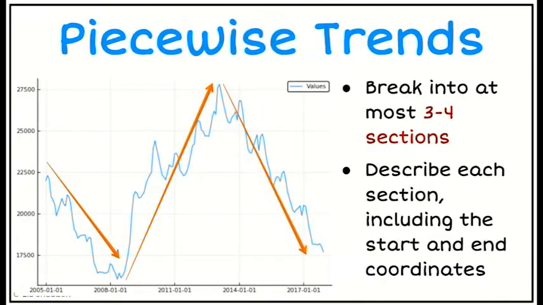A piecewise trend is when we look at and see significant change in the direction of the trend over time. We want to talk about it over usually several years. At school level, we would be expecting to break it into at most 3 or 4 sections. You want to describe each of the sections, talking about where it started and finished and the values of the trend, not the raw data, the trend values.